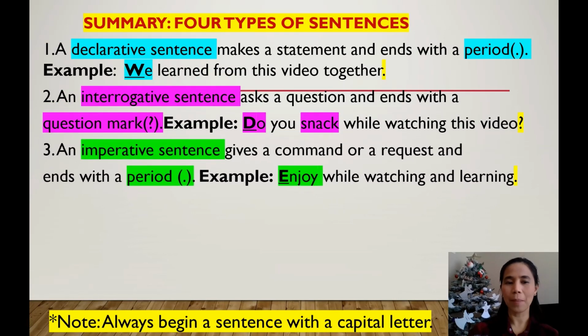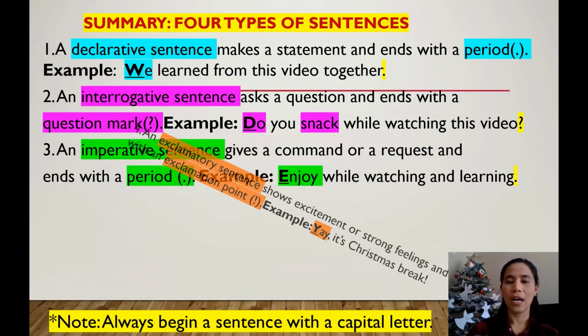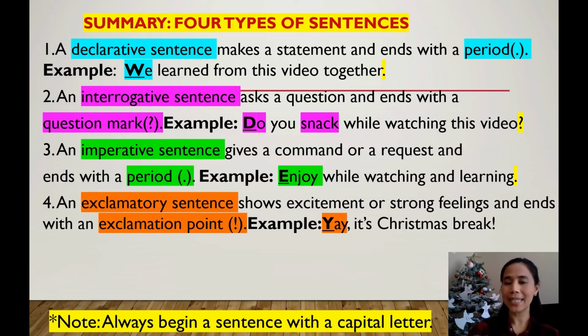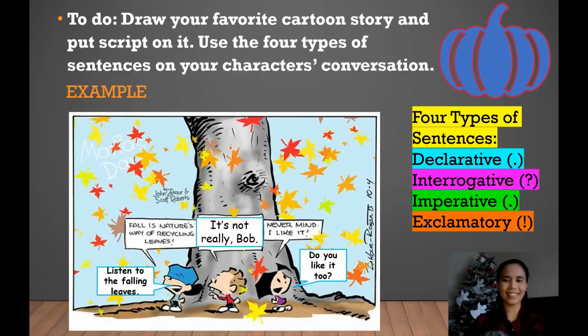And the third type is an imperative sentence. It gives a command or a request and ends with a period. Always begin with a verb. Example, "Enjoy while watching and learning." Last but not the least, the fourth type is an exclamatory sentence. It shows excitement or strong feelings and ends with an exclamation point. Example, "Yay, it's Christmas break!" So these are the four types, don't forget.